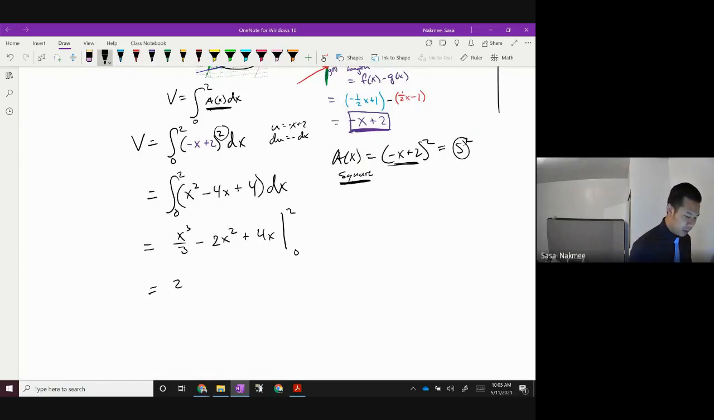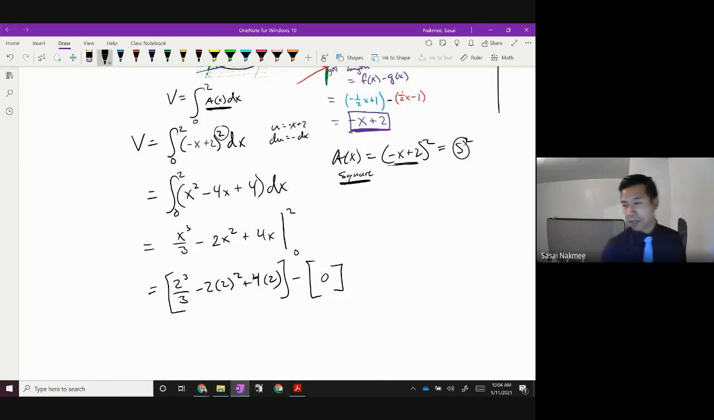So I have here 2 cubed over 3 minus 2 times 2 squared plus 4 times 2 minus, well, I hope you guys can see that if I plug in 0, this is just going to come out to 0, right, for all those x terms right there. So I go ahead and write this out.